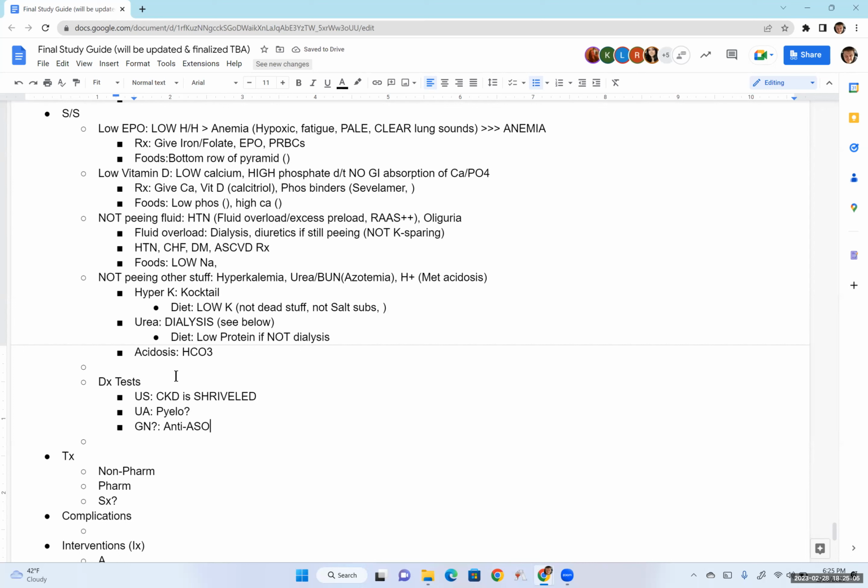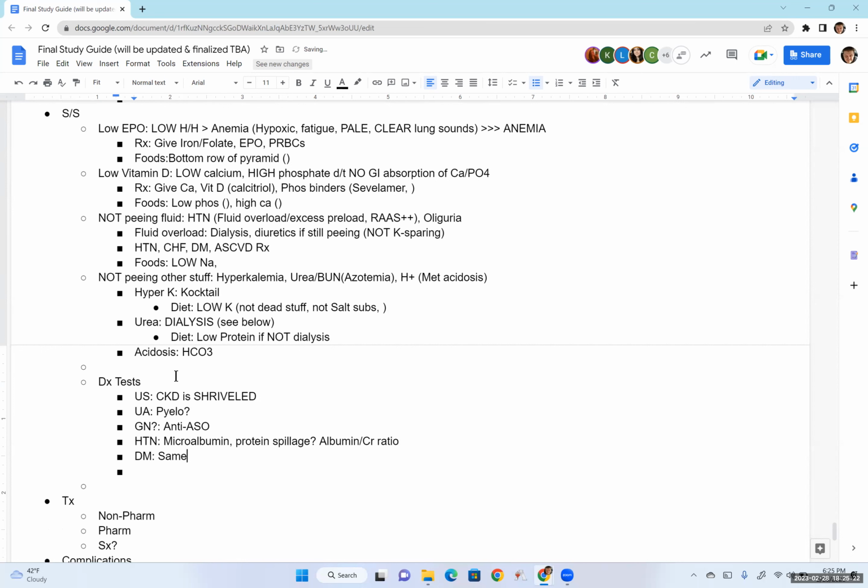We can have hypertension. We can look at what? Microalbumin, right? We've got protein spilling. Right, that's the albumin creatinine ratio. Same for diabetes, right? Also, you can look for hypertension, plus you can also look at what to see if their diabetes is under control. Look at A1C, under what? 7%, right? Other tests, you're just looking for the underlying cause and you're trying to get that fixed if you can, right? It's rare to have something genetic that caused it.